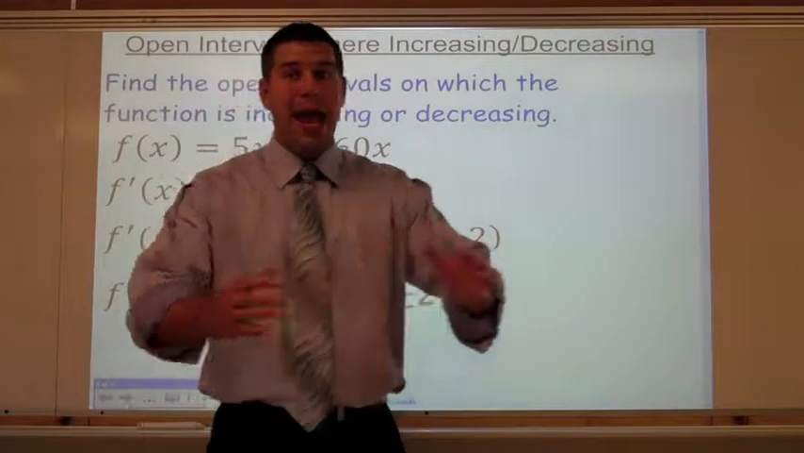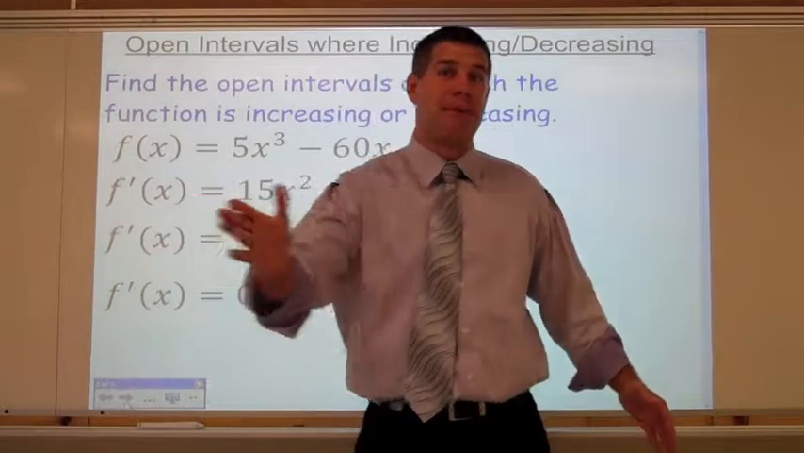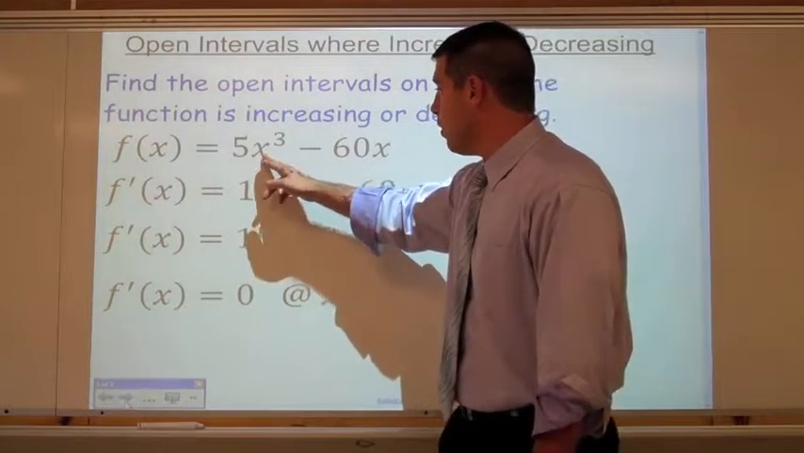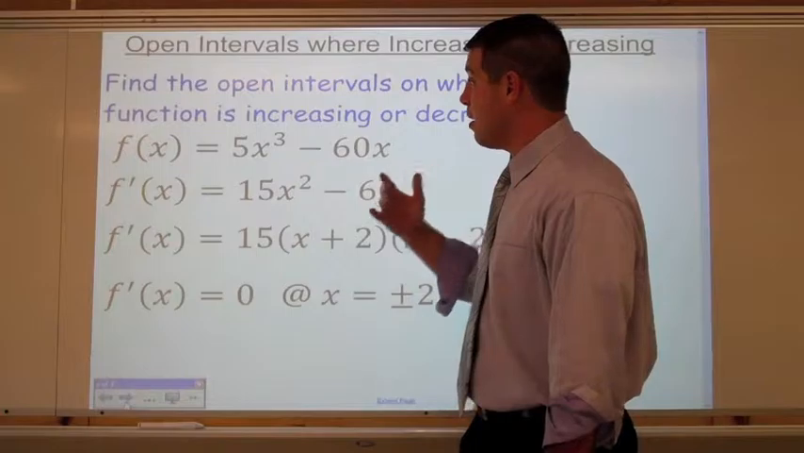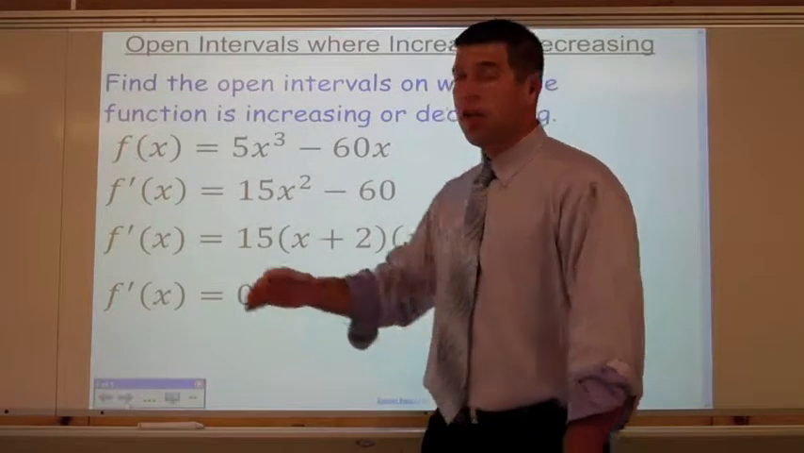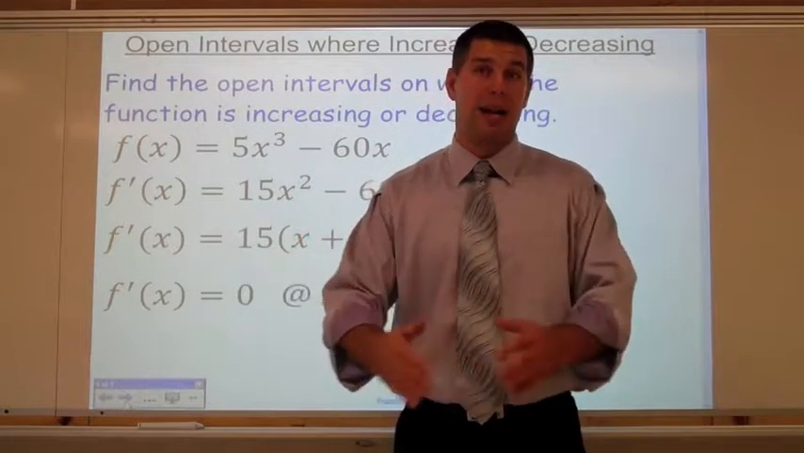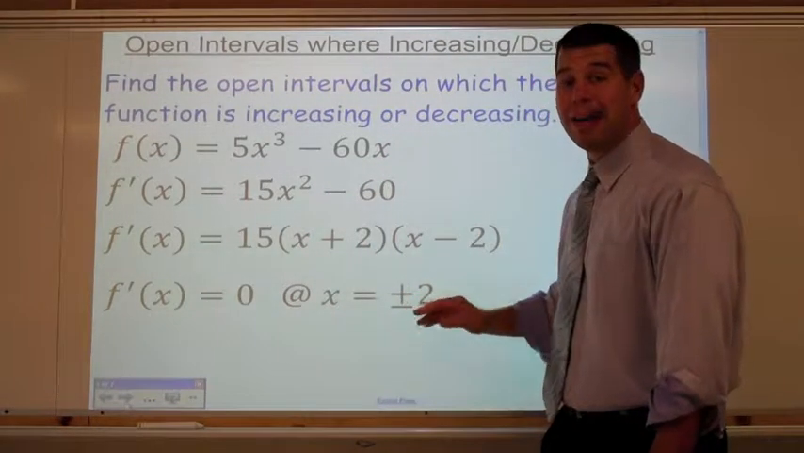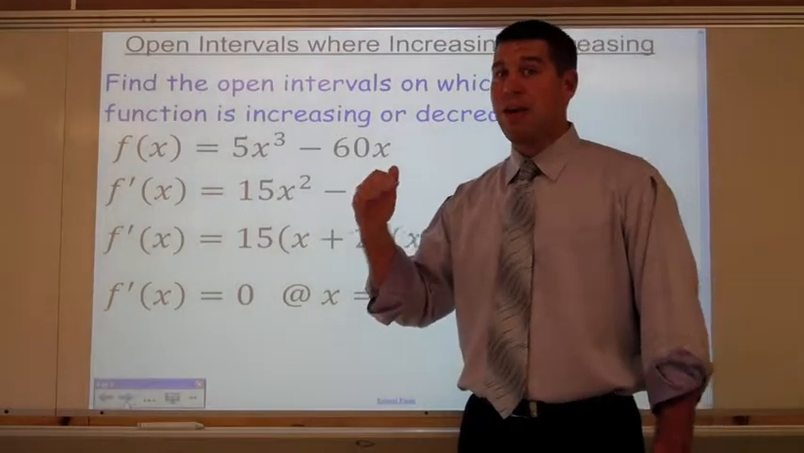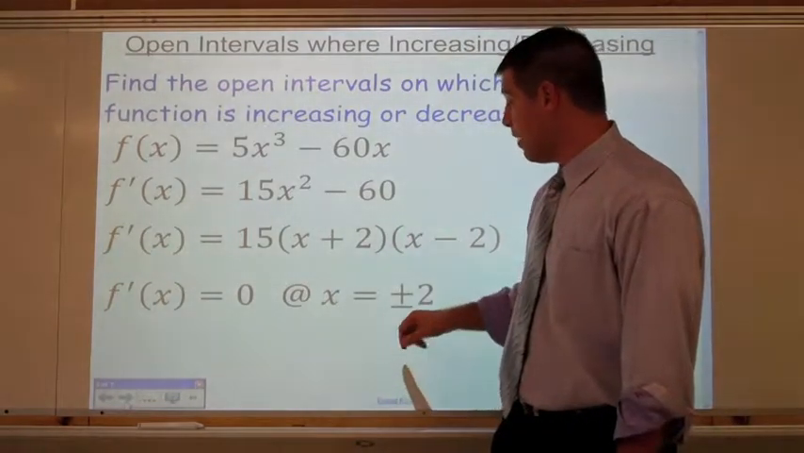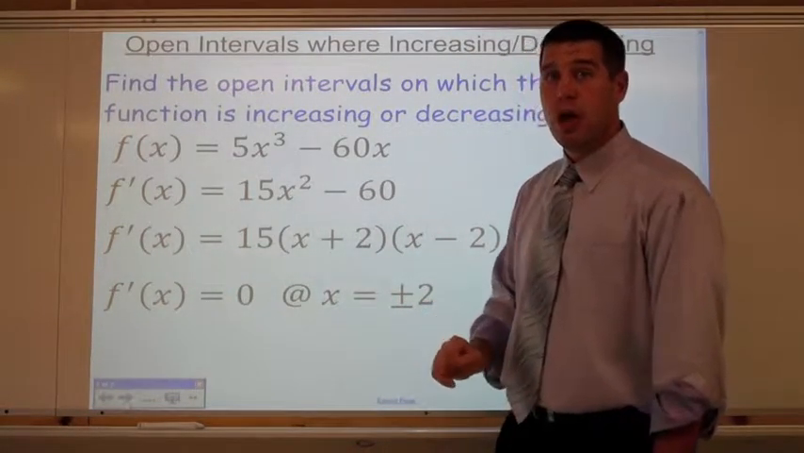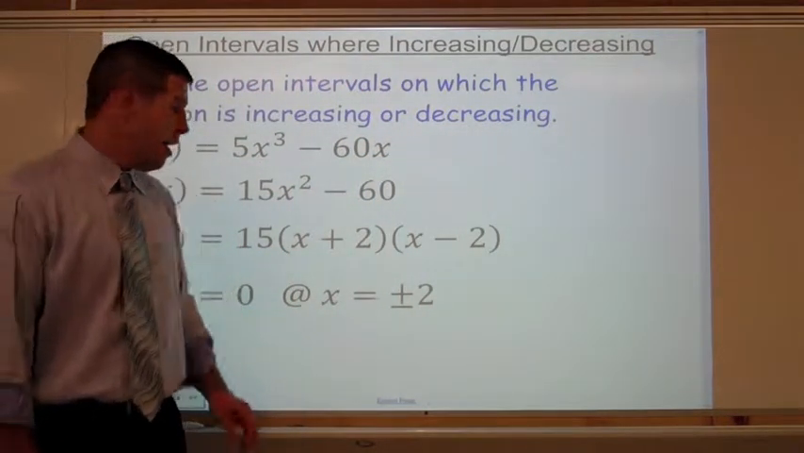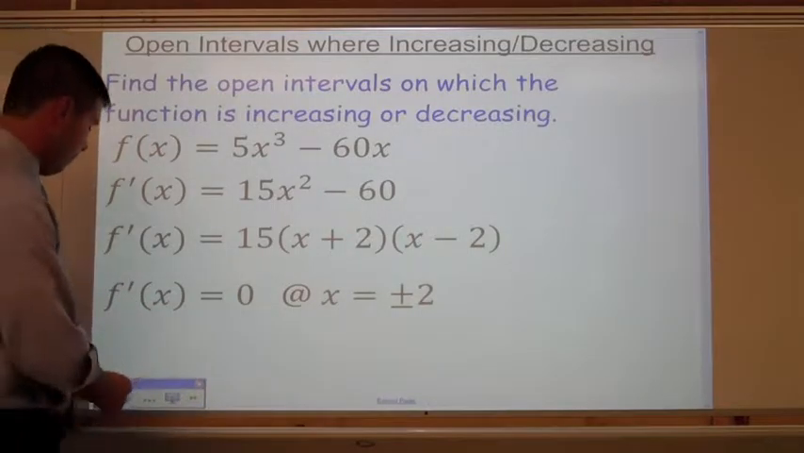Everywhere on this graph, everywhere from negative infinity to positive infinity on the x-axis, 5x cubed minus 60x is continuous and differentiable. So it's either increasing or decreasing everywhere. It's got to be either going up or going down everywhere, except at negative 2 and positive 2. It's doing something else there. The only place the derivative is 0 is at plus and minus 2. So what we're going to use to help us find these open intervals is what's called a sign chart.